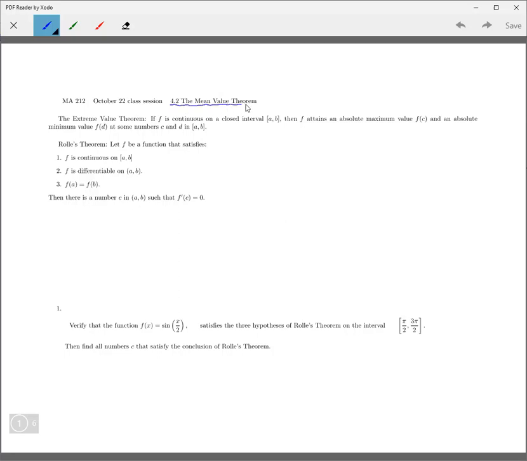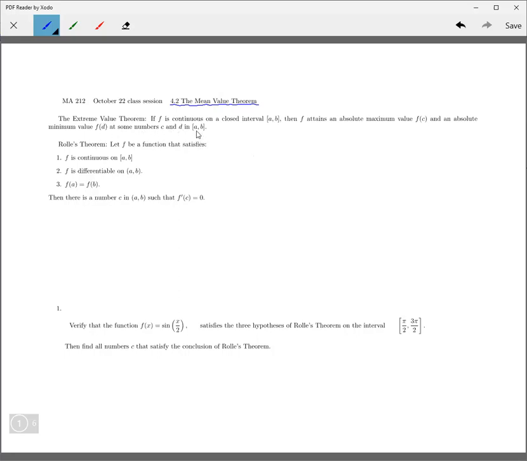Talk about the mean value theorem. And there's a couple of things. There's one thing that I forgot to mention last time, and that's the extreme value theorem. If f is continuous on a closed interval, then f attains an absolute maximum value f of c and an absolute minimum value f of d at some numbers in the interval.